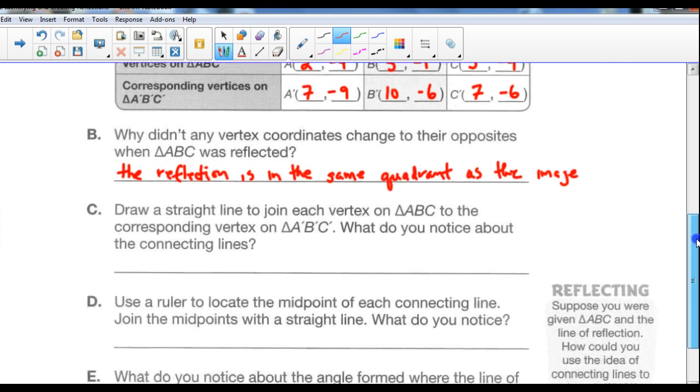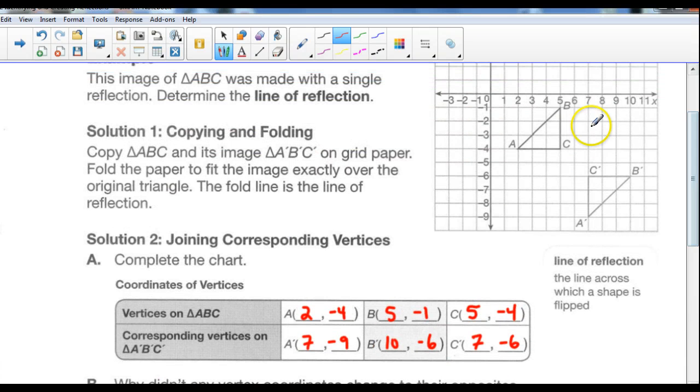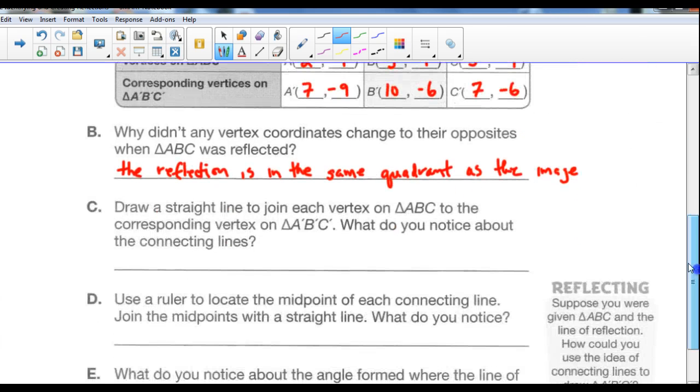Draw a straight line to join each vertex on triangle ABC to the corresponding vertex on triangle A prime, B prime, C prime. What do you notice about the connecting lines? Okay, so let's connect them here. So we'll connect them there. We'll connect them there. And we'll connect them there. What do we notice about them? Well, these lines here, what are they? Well, they're all parallel to each other. They are parallel. That symbol means parallel to each other.